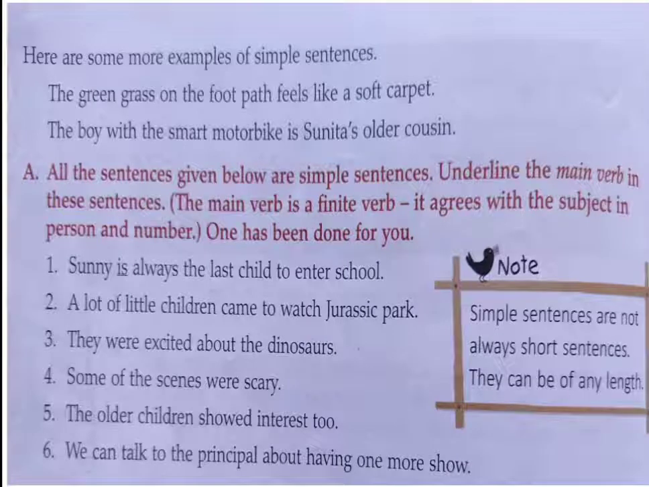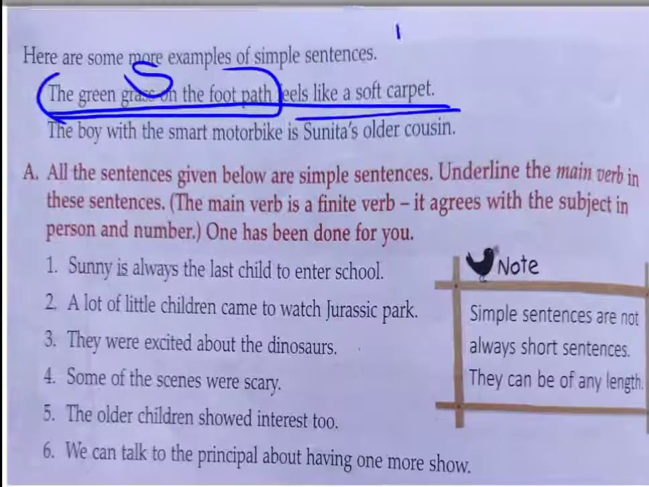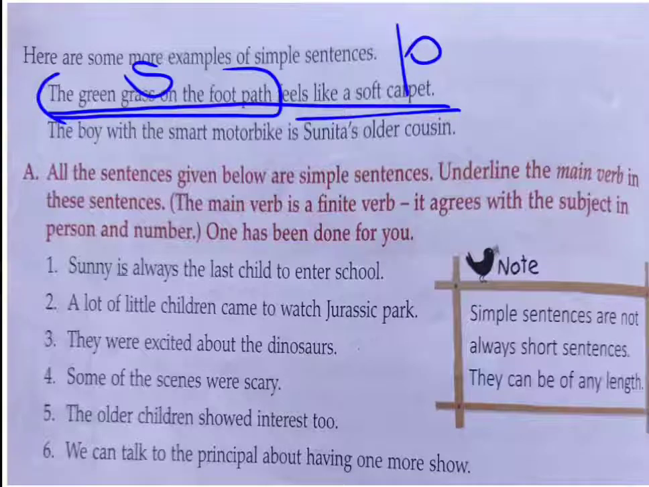So what is the subject here? We have learned it already. I hope you know it. The green grass on the footpath, these all are the subject. Feels like a soft carpet is known as the predicate. Feels is a verb.